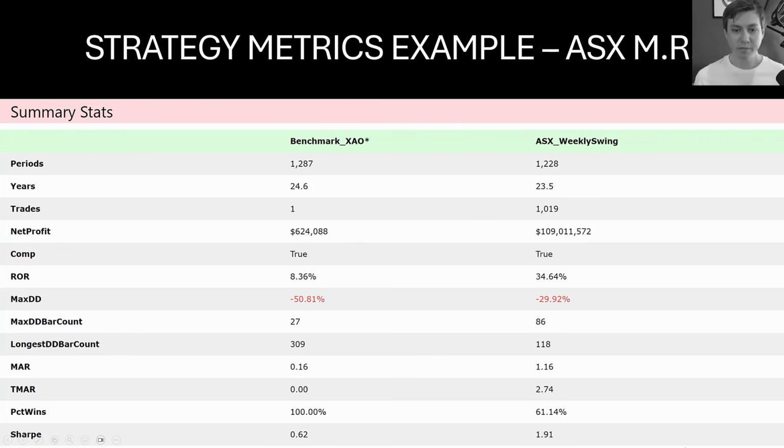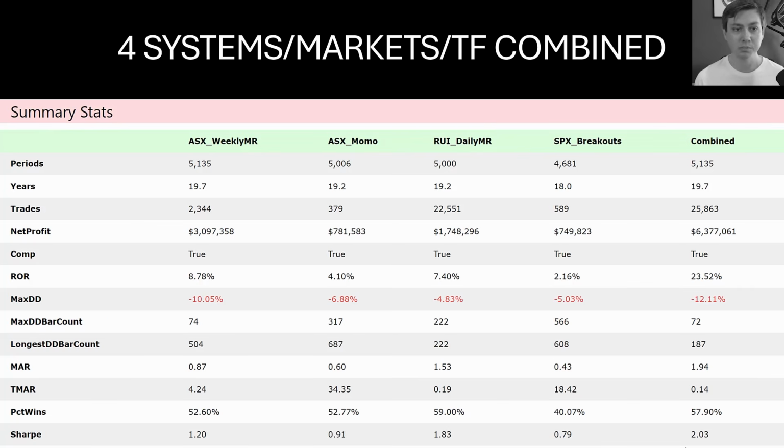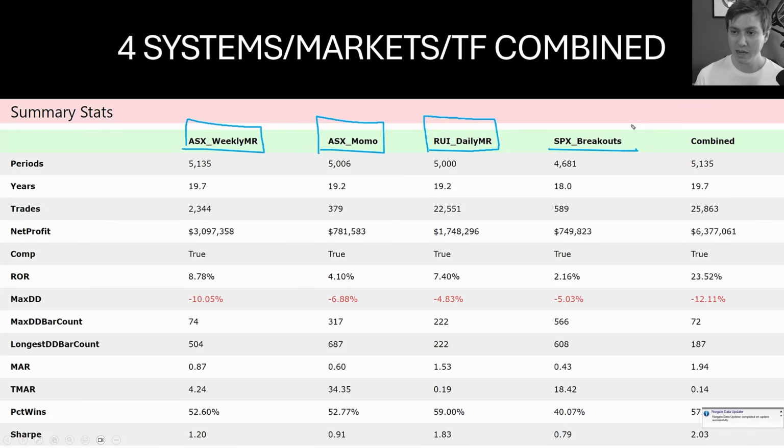So now what happens if we start combining our trading systems? Here I've combined 4 different systems. We have my weekly mean reversion system, my ASX momentum system. We also have my day trade system that I showed you at the start, the equity curve of that at the start, the one that trades the Russell 1000 every day. And we also have another system I'm working on here, a breakout system that trades the S&P 500. Here are my combined stats.